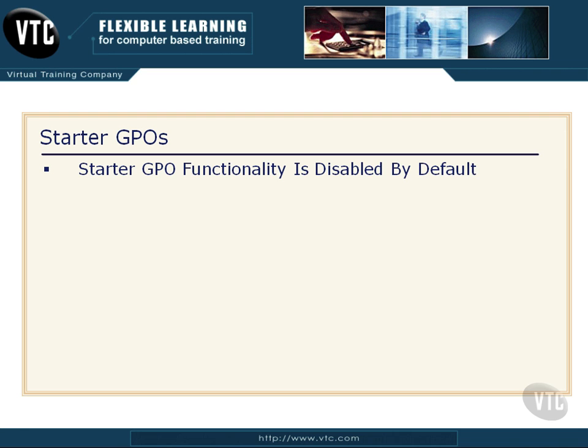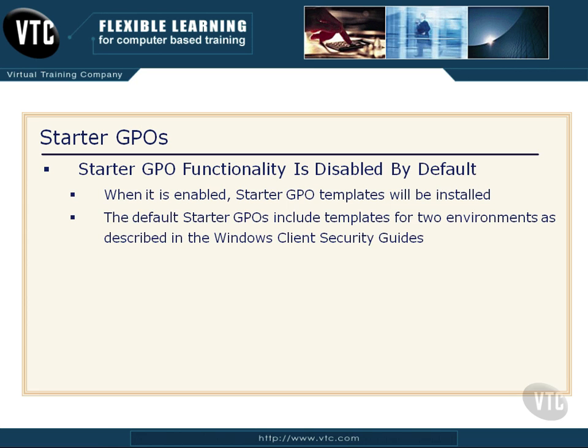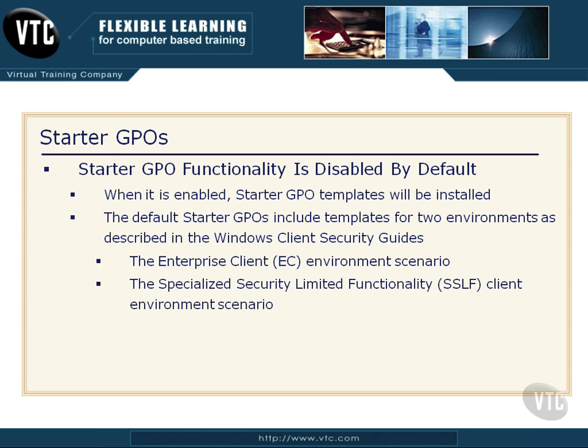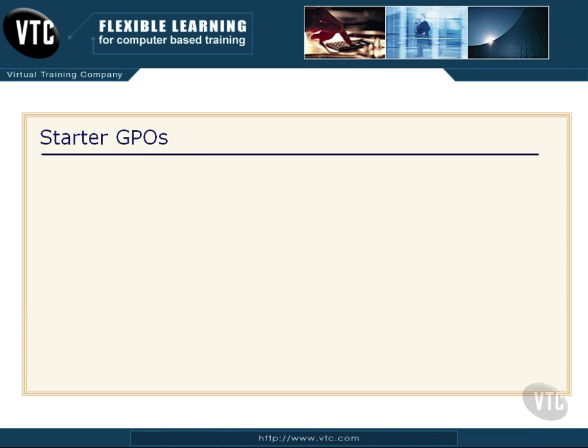The Starter GPO functionality is disabled by default. I'm going to show you in just a minute how to turn it on. And when it is enabled, Starter GPO templates will be installed. Now, the default Starter GPOs that you get are for two environments, as described again in that Windows Client Security Guide. And you're going to get the Enterprise Client, or the EC environment scenario, and the Specialized Security Limited Functionality, or SSLF client environment scenario.